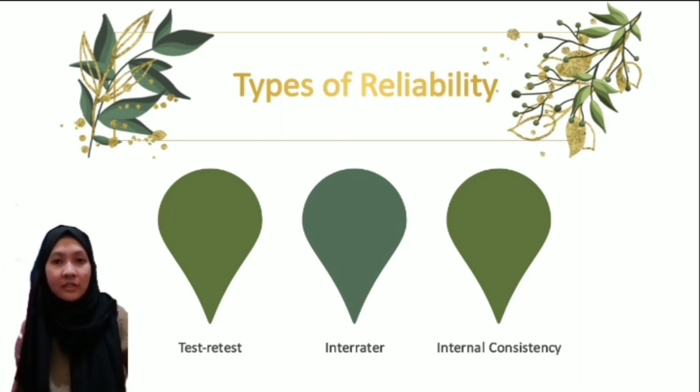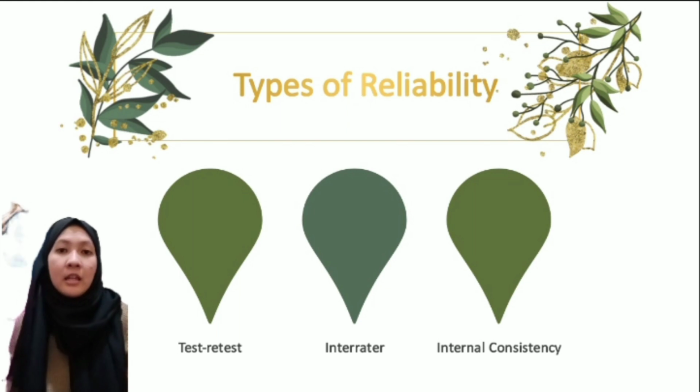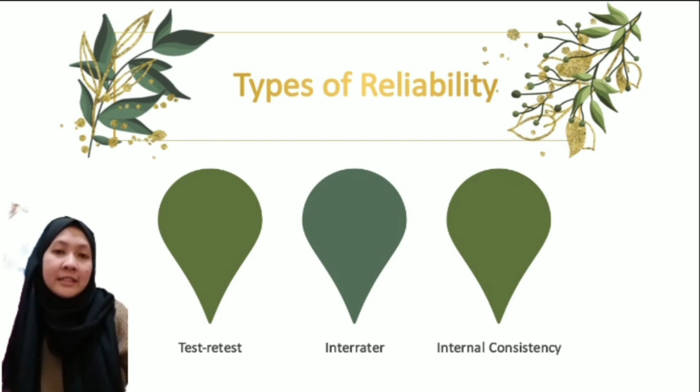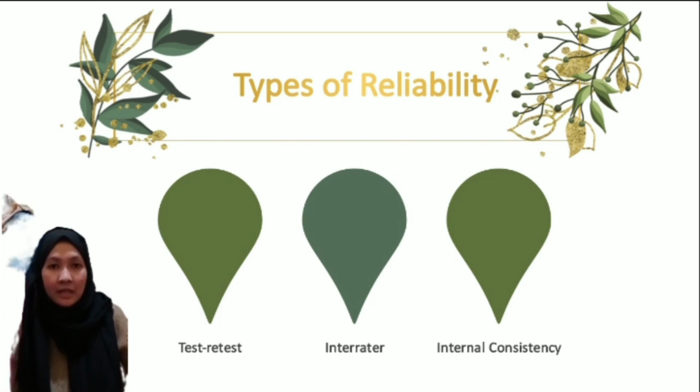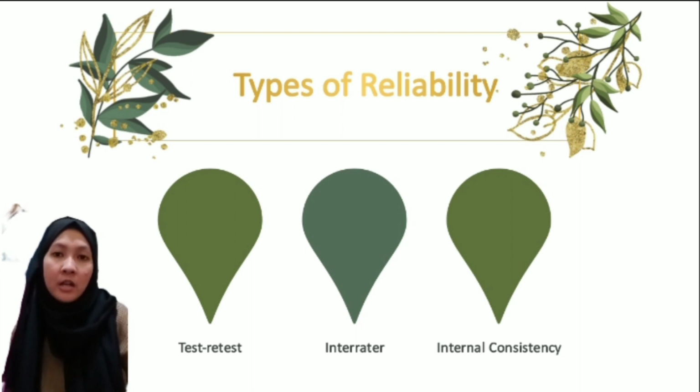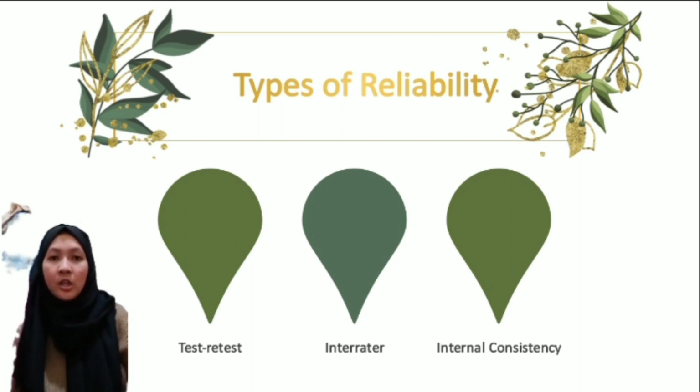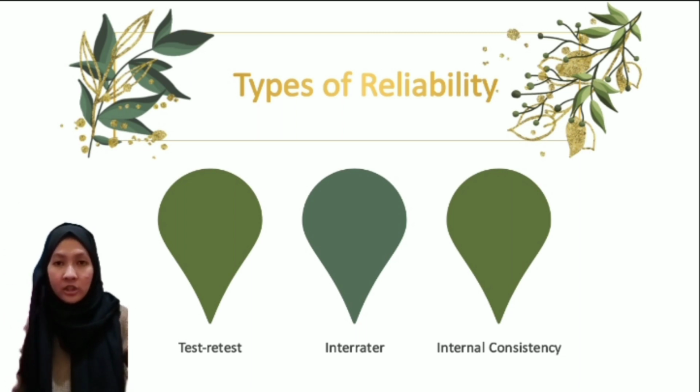And the last, internal consistency: the consistency of the measurement itself. Do you get the same result from different parts of a test that are designed to measure the same thing? You design a questionnaire to measure self-esteem. If you randomly split the results into two halves, there should be a strong correlation between the two sets of results.